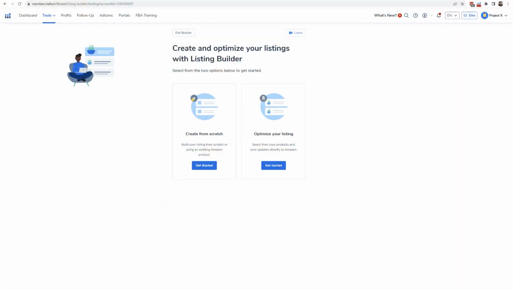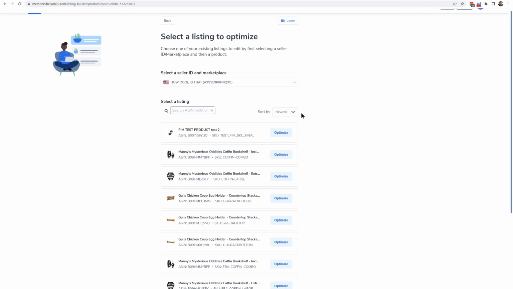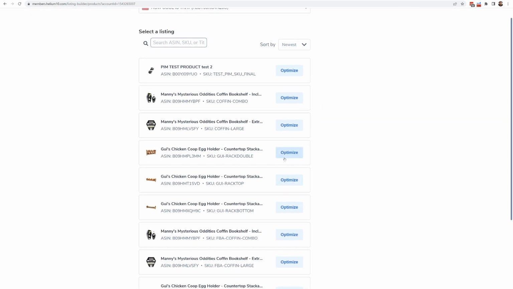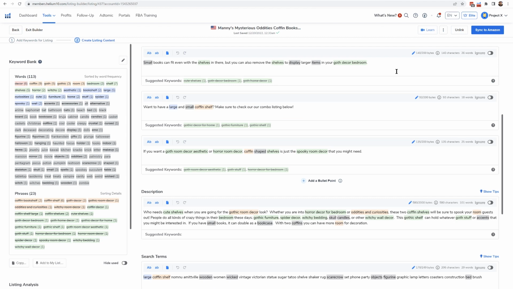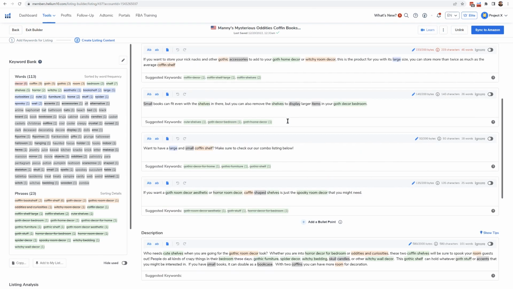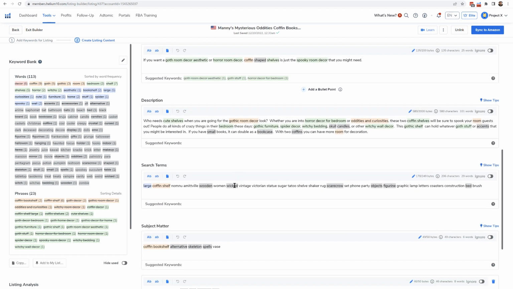You go into Listing Builder and then you hit optimize your listing and hit get started. And then what you do is you find which SKU you have, and it is going to import your listing. Now, one thing that's important is that the way the Amazon API works is it'll import your title and your bullet points and your description, but it's not going to import your back end search terms.